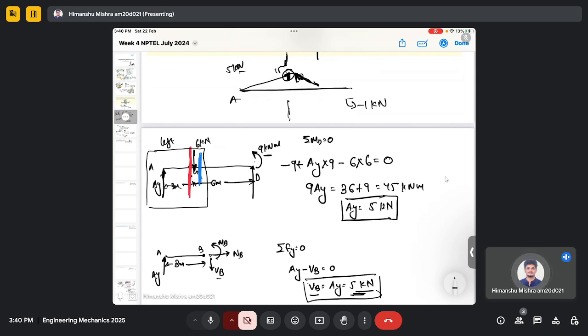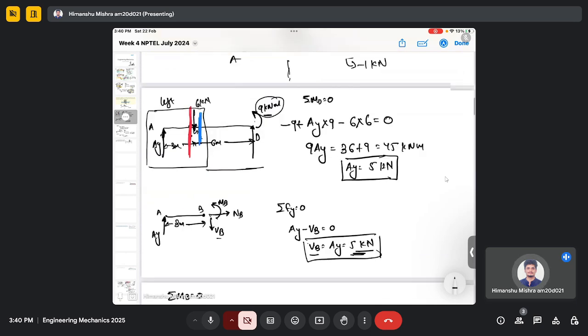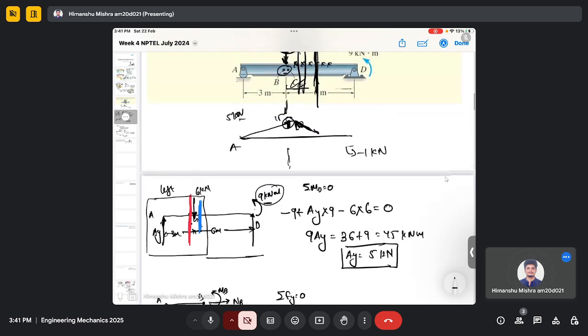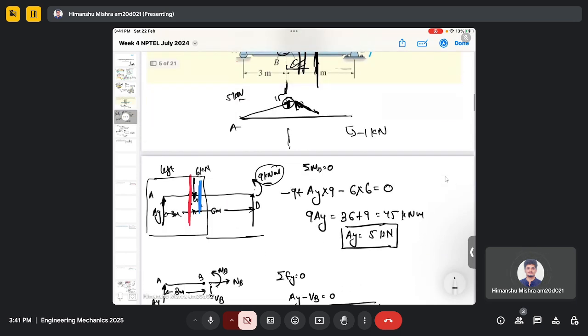But even if you do the analysis from the right hand side, you have to consider this 9 kilonewton force, and the answer should be the same. So we can actually try this. I think the reaction force we found will already include that component, and that is why it matches. From the left or from the right, if we take the cut, it's the same answer eventually. Thank you.